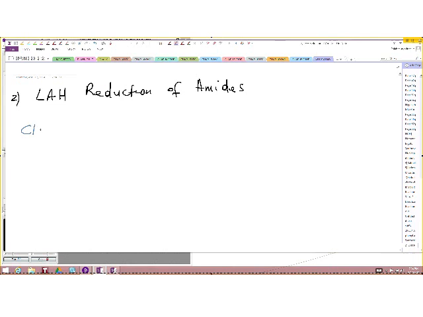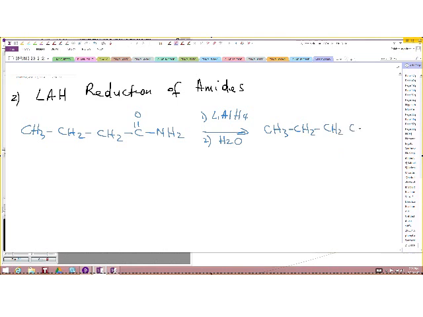For example, if you have this, at this point I am assuming that you guys know how to make the amides. If you have this primary amide, lithium aluminum hydride, follow that up with water or dilute acid, the carbonyl is transformed to a CH2. So this carbonyl now is this.